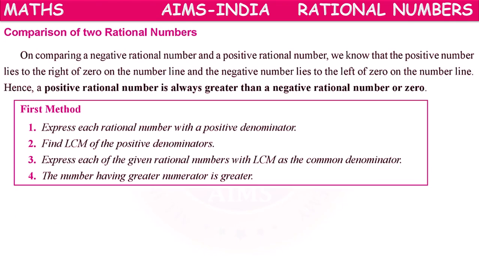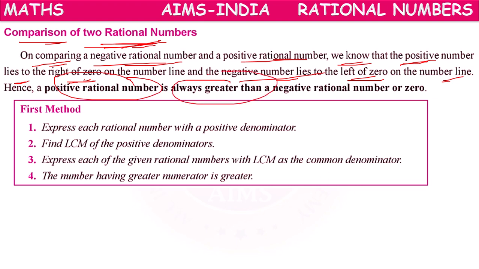Next, comparison of two rational numbers. On comparing a negative rational number and a positive rational number, we know that a positive number lies to the right of 0 and a negative number lies to the left of 0 on the number line. So a positive rational number is always greater than a negative rational number or 0. A positive rational number is always greater than or equal to 0.